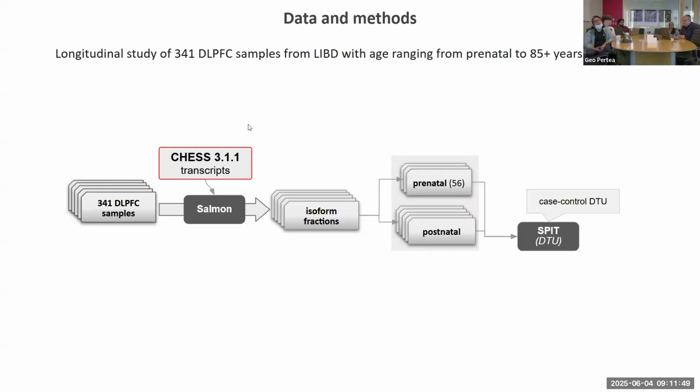of read alignments from almost 10,000 GTEx samples. So these transcripts were quantified with Salmon, and then the first step was they split it into prenatal and postnatal samples to perform a DTU testing with their program called SPIT here. Splitting iteratively, it's probably a way to look at the methodology they use for testing.